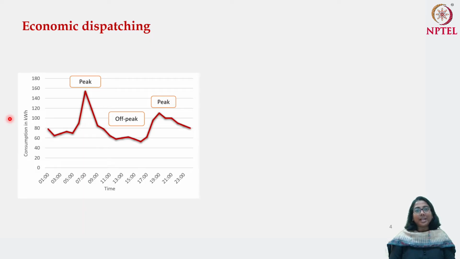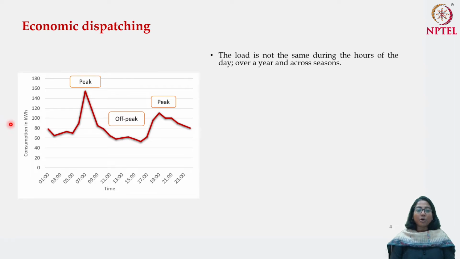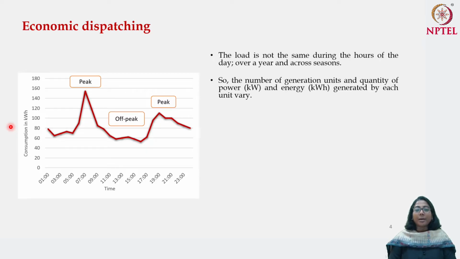Now, the economics of electricity supply, or production of electricity with the help of fossil fuel, actually begins with the concept of load curve. Why? This is because we have already come across that the load is not the same during all the hours of a day or over a time period, or it also varies across different seasons. So there is a variation of electricity demand at different time points. Therefore, the number of generation units and the quantity of power, which is measured in kilowatts, and the energy, which is measured in kilowatt hours, generated by each generation unit actually varies.